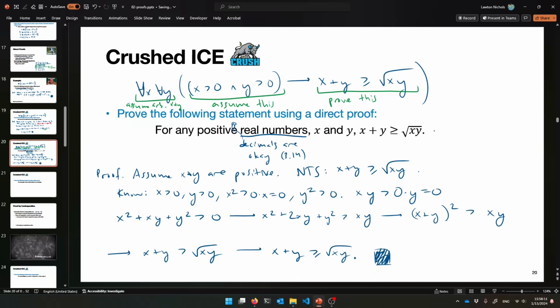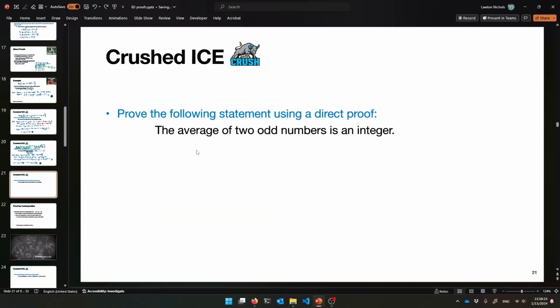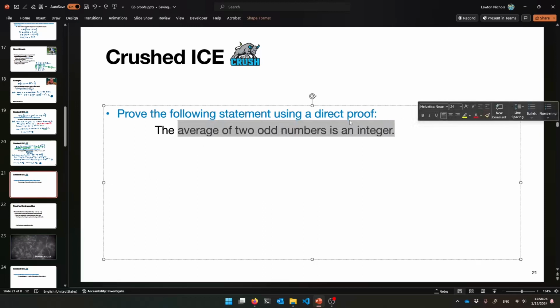This is definitely a harder one. You'll have to work your way backwards, just like noticing, okay, I can prove stuff about squares. Let's end up with that somehow. That's the idea. So, one more. You try this one now. Prove the following statement using a direct proof. The average of two odd numbers is an integer.